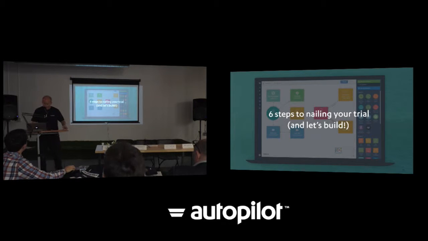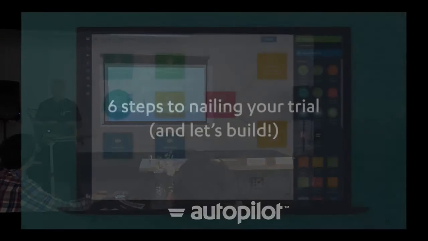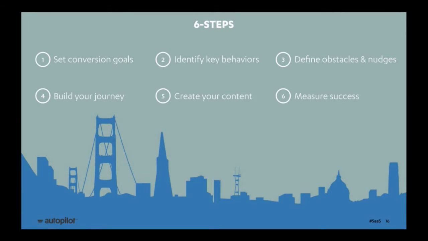Cool. All right, so fun stuff. Six steps to building a SaaS trial that converts. One is setting clear goals. Knowing upfront what your success criteria are going to be, both for your user and for your business.